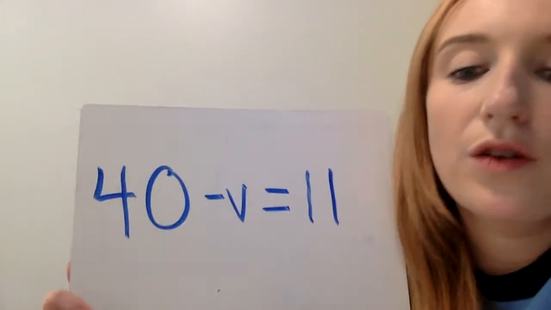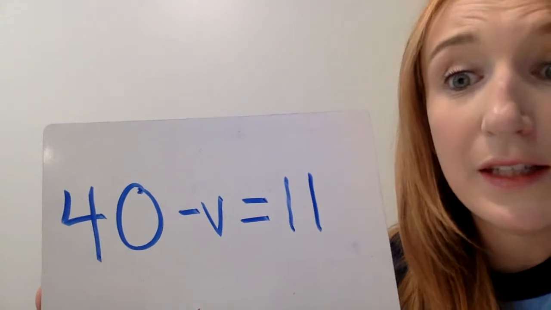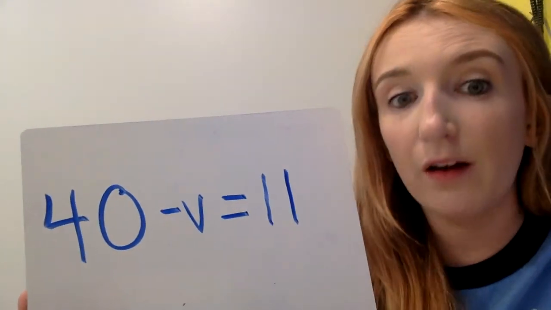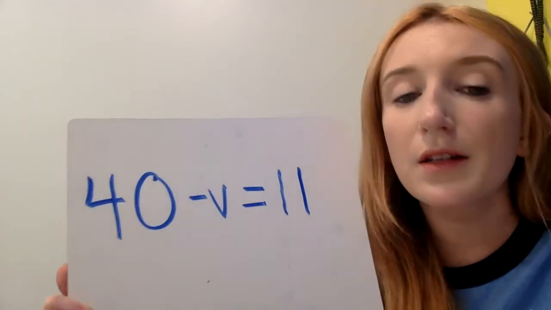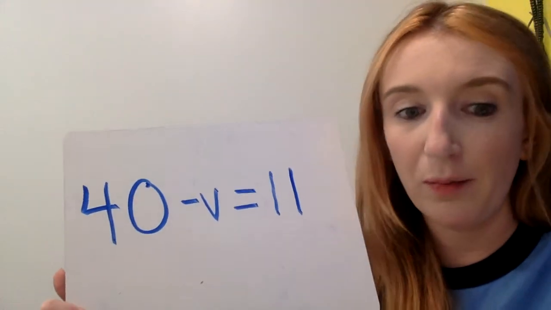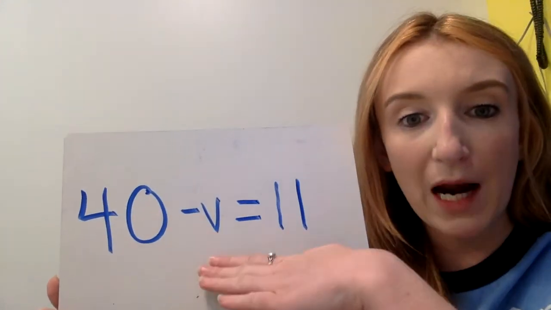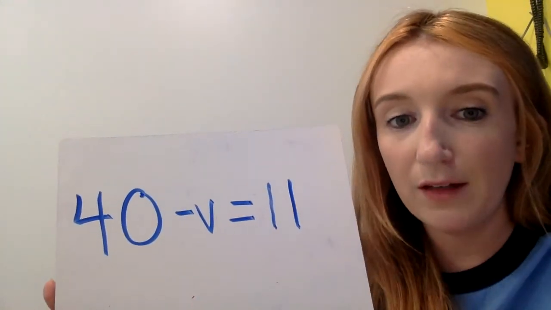Okay, teammates. So for this lesson today, we are going to continue to work on isolating a variable in an equation to figure out what the value of the variable is. So for our first problem, we are doing 40 minus v equals 11.